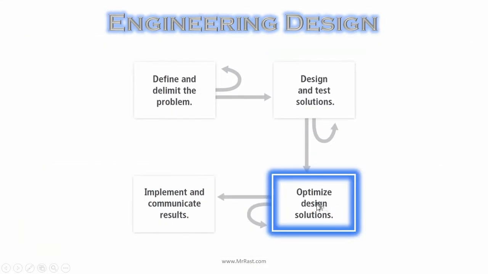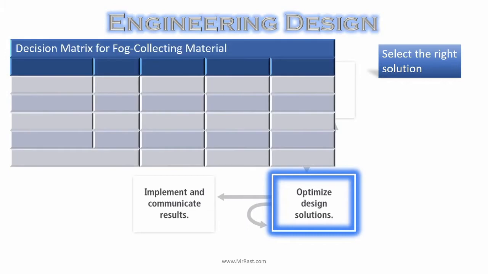The next thing we got to do is optimize design solutions. So let's select the right solution. We know we're going to make this net. Now we're trying to figure out which material to choose from to make the net out of. And so what engineers can do is create a design matrix for fog collecting material. To figure out which material we're going to use, let's figure out what criteria the material needs to meet.